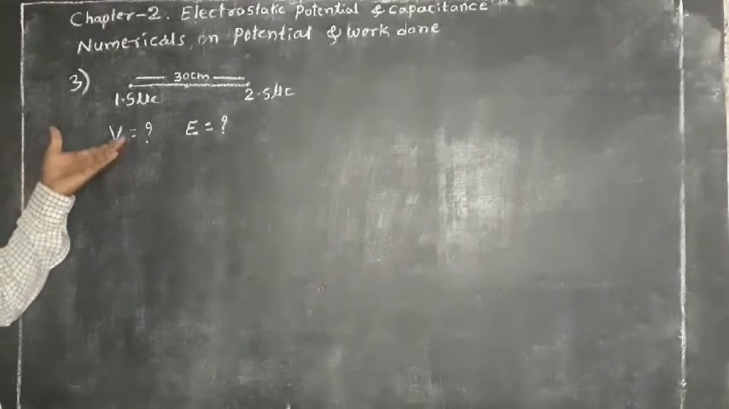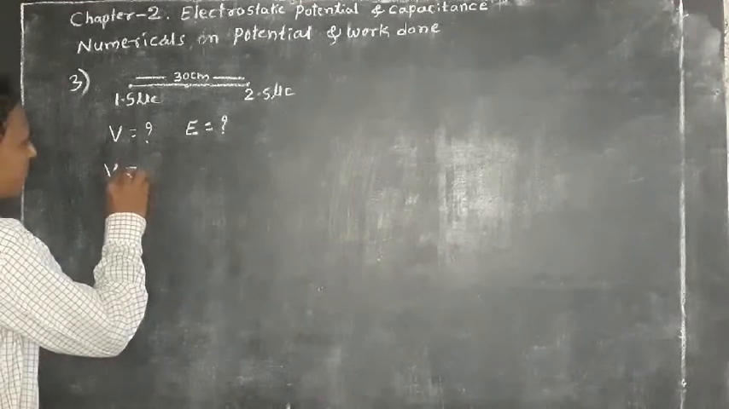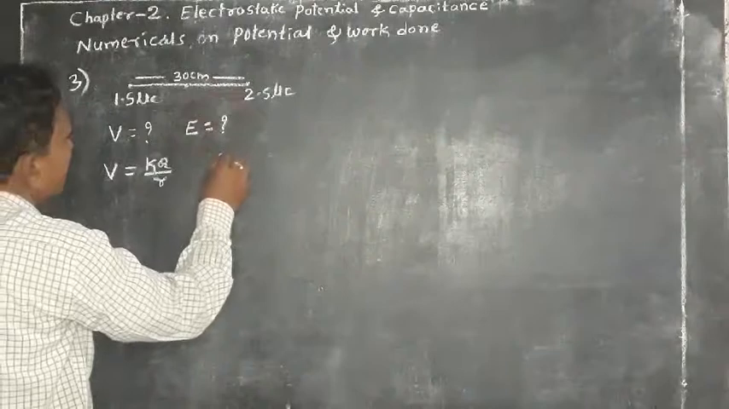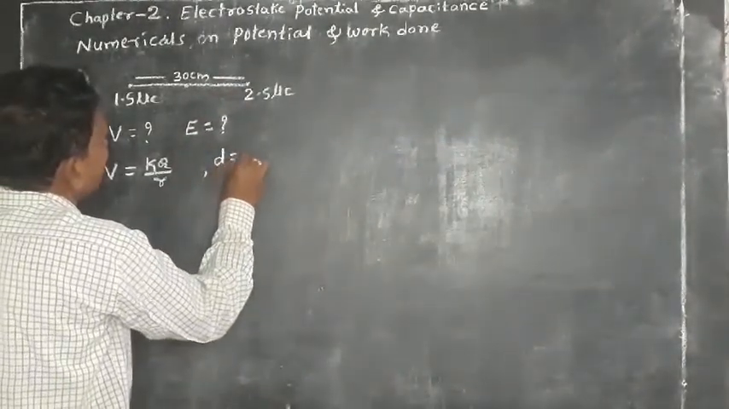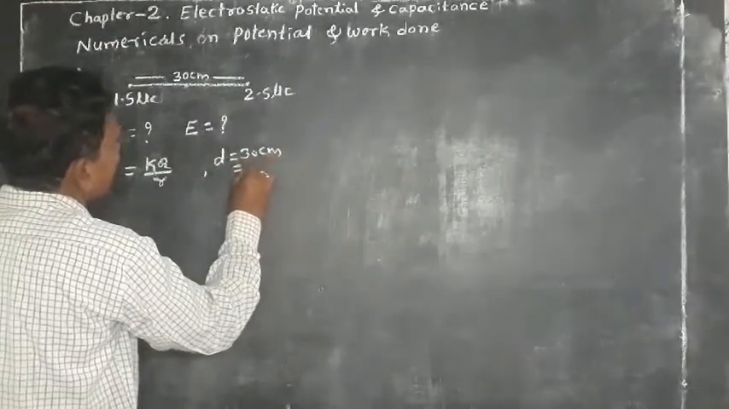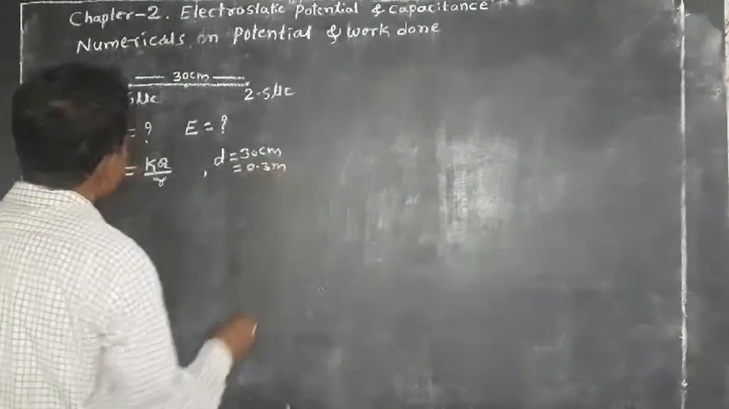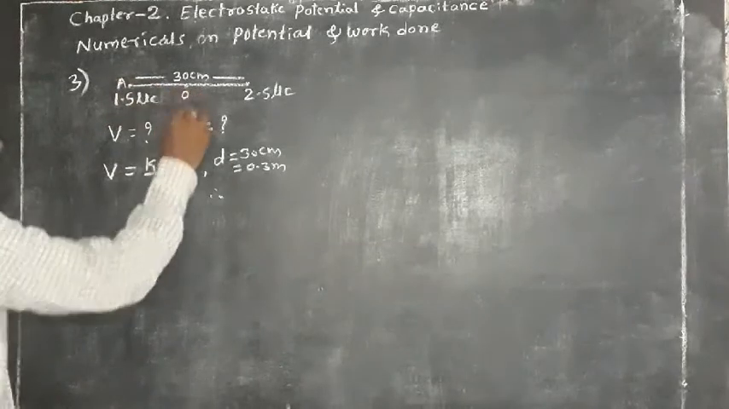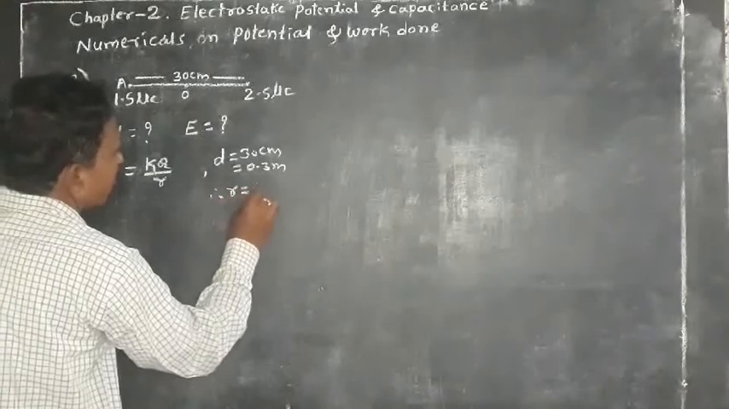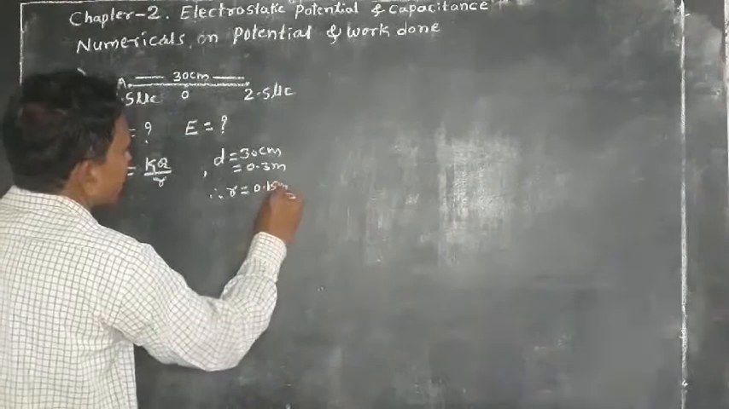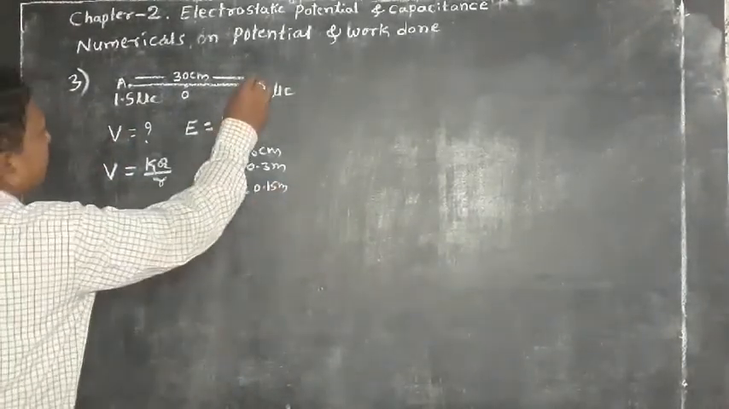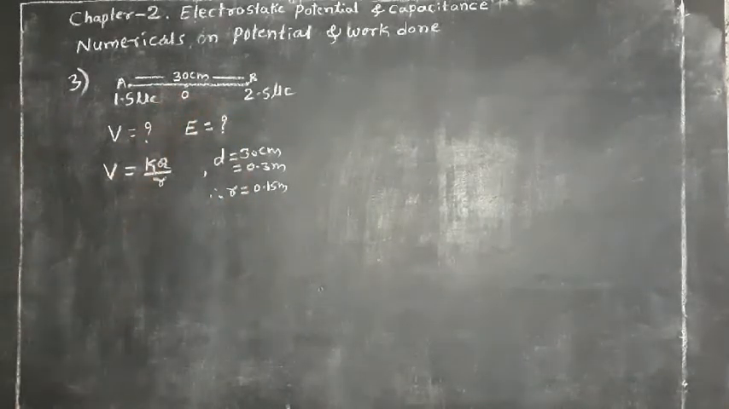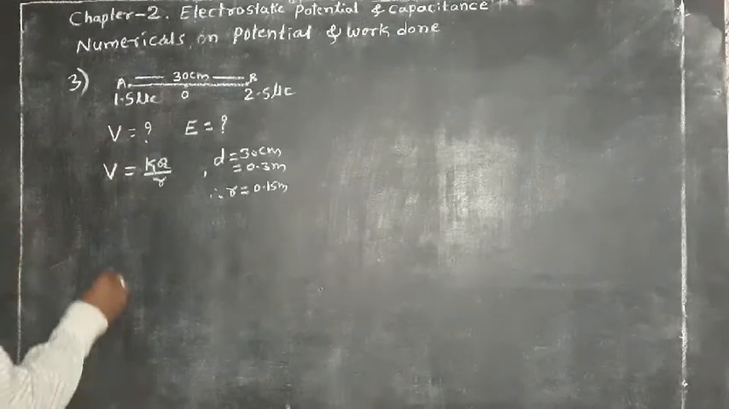And potential at a point due to a point charge is given by KQ upon R. Here the distance between the two charges, D, equal to 30 centimeter, that is 0.3 meter. Therefore, the distance between the first charge and the midpoint O is half of this. Therefore, R is equal to 0.15 meter, R equal to D upon 2. Similarly, the distance between the 2.5 microcoulomb charge and the center is also 0.15 meter.